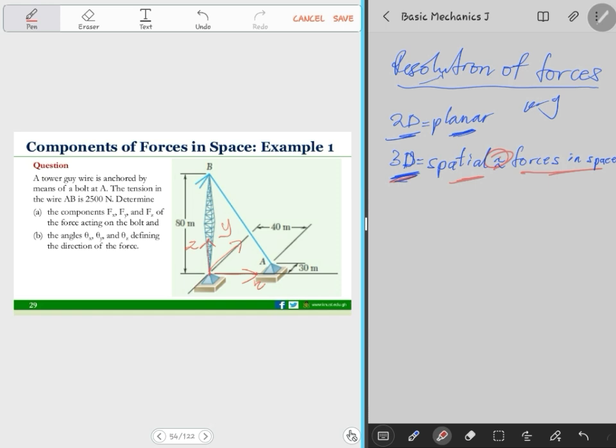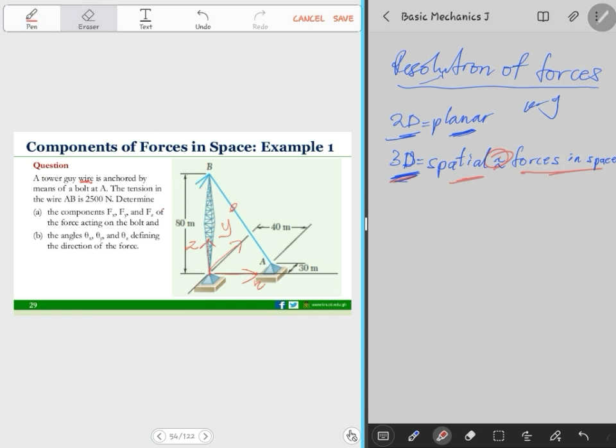Then it's saying that the tar is anchored by means of a bolt. In general terms, this is something you must consider. You don't have to write all these down, but the moment you miss something, everything will be messy. If this wire is not here, the tar might topple and fall on the other side. That's why this wire is holding.